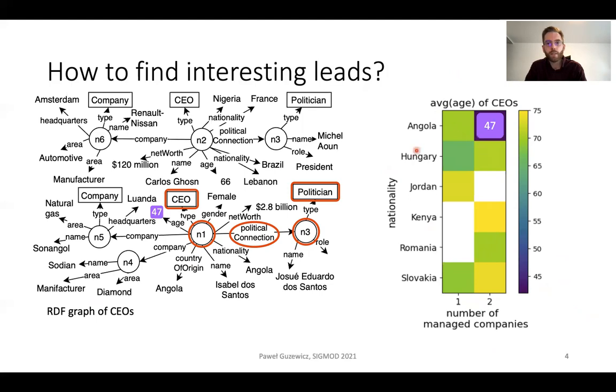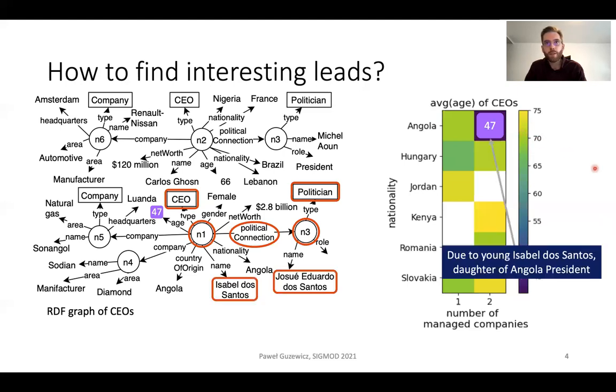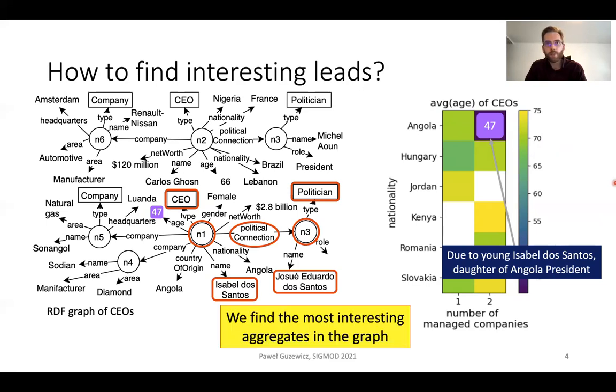The Angolan CEOs managing two companies are on average younger than those in other countries. It turns out that this age phenomenon is due to Isabel dos Santos. She's a daughter of Angola president. The journalist can use this insight as lead to write a news article. In essence, this example illustrates how we find the most interesting aggregates in the graph.